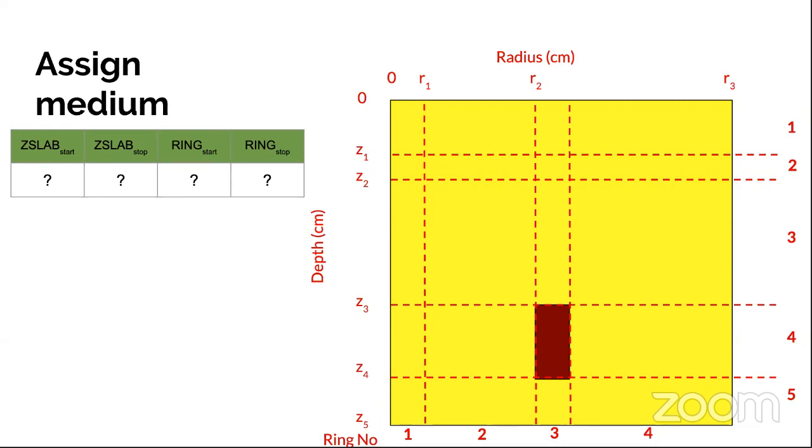Okay, let's see. So now we have 4, 4, 3, 3. We're assigning something to this region only, or is it this one? People get it, 4, 4, 3, 3, correct. Yeah, okay.